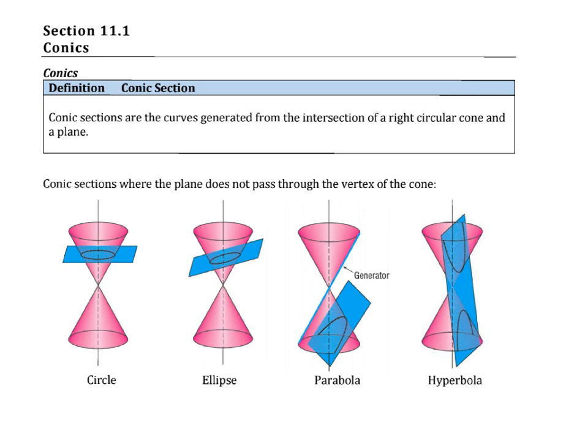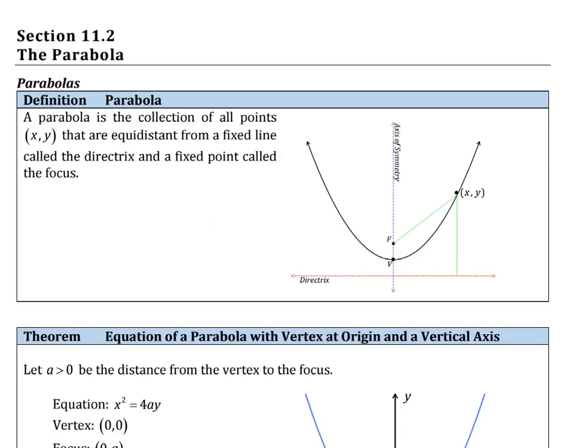There are other conics, called degenerate conics, if the plane slices through the apex of the cones. We won't be talking about those degenerate conic sections. So let's take a look at one of the basic conic sections, the parabola.